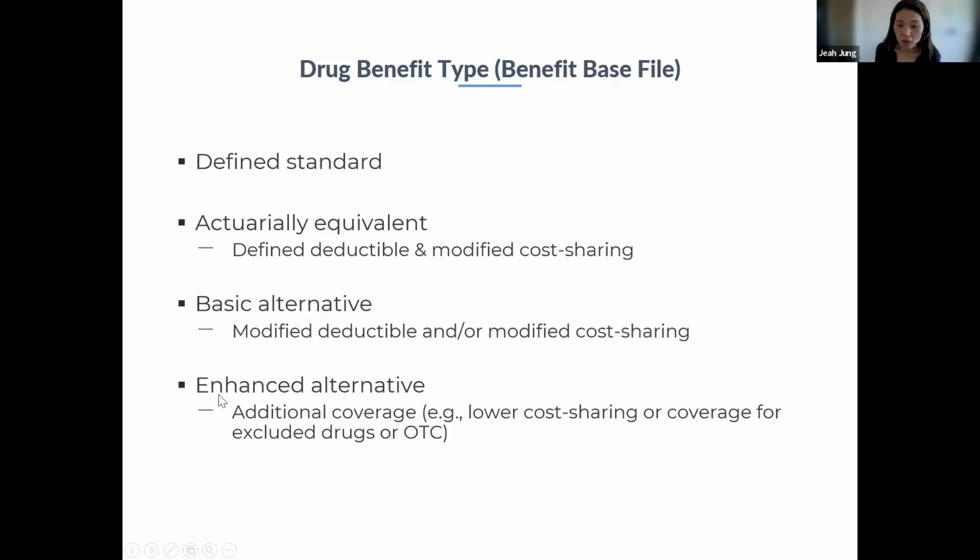And then enhanced alternative means that they provide more generous benefits than standard benefits, right? In the period before the ACA or IRA, the top enhancement in benefit was coverage for the gap, coverage for the donut hole. But these days, the donut hole is closed, and you may actually see coverage for additional drugs or lower cost sharing, no deductibles, etc.